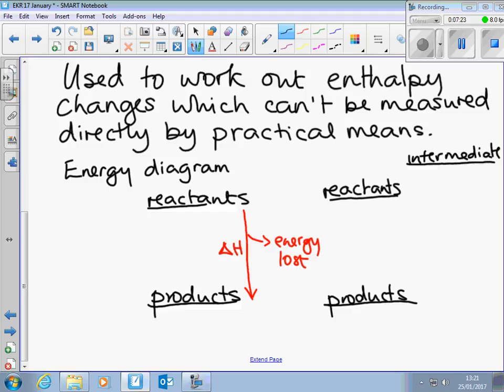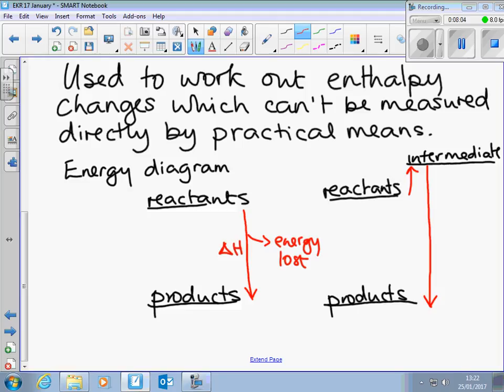So we could take a different route. We can still get from our reactants to our products using the intermediate. A catalyst can actually provide intermediate options, but this would just be a completely separate reaction. We could go from our reactants to the intermediate first, where our delta H would actually be positive. That's part of the delta H. And then we could go from our intermediate to our products. And we've still got there, haven't we? We've taken a different route.